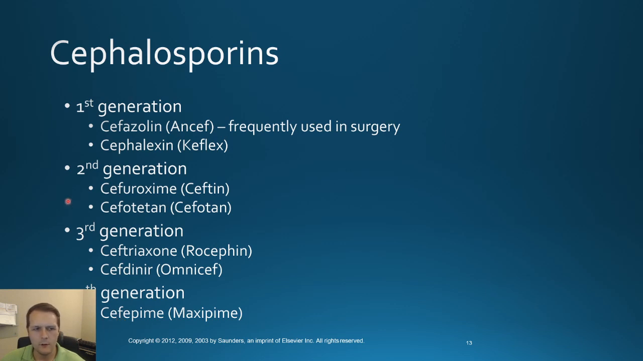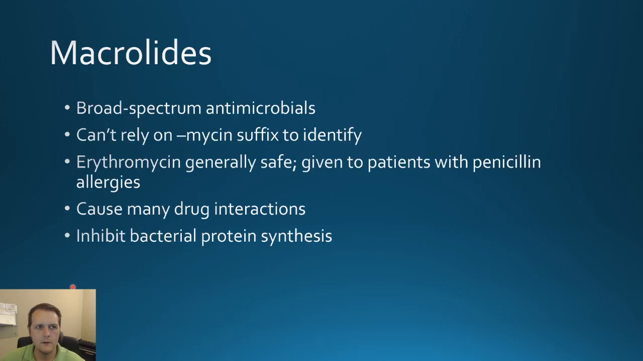Again, this is not an all-inclusive list, and that's going to be the same for any of the classes we're talking about here. It's mainly just to get you familiar with the most common examples of these antibiotics. Up next, we have our macrolides, another really broad spectrum type of antimicrobials. And in fact, these ones actually have coverage against atypical bacteria. So this is why you see a lot of macrolides used for things like pneumonias.